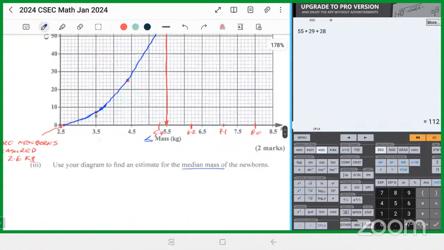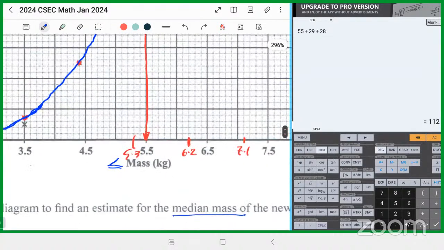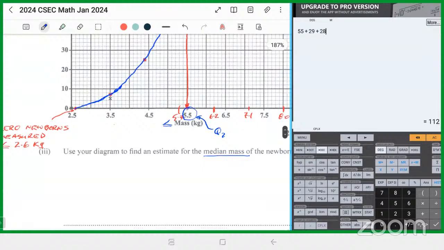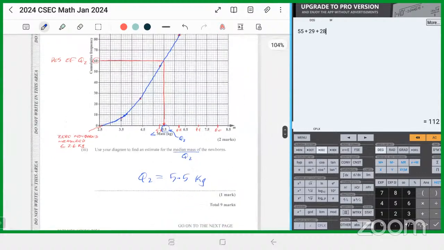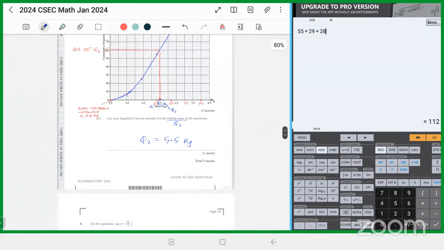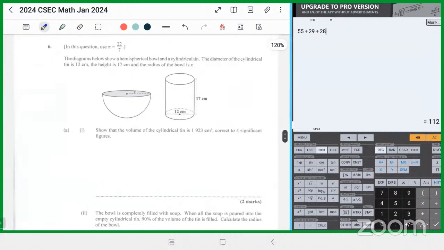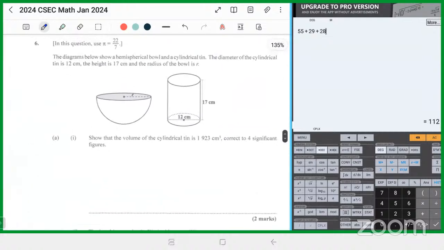So I'm going to put that as my Q2, circled in blue. And that is my Q2, my median. And then write it: the median, which is Q2, the second quartile, is 5.5 kilograms. And that is it. Nice question. All right, and that ends number 5. We're going to do number 6 in the next video. So let's pause this one so we can start the next video.